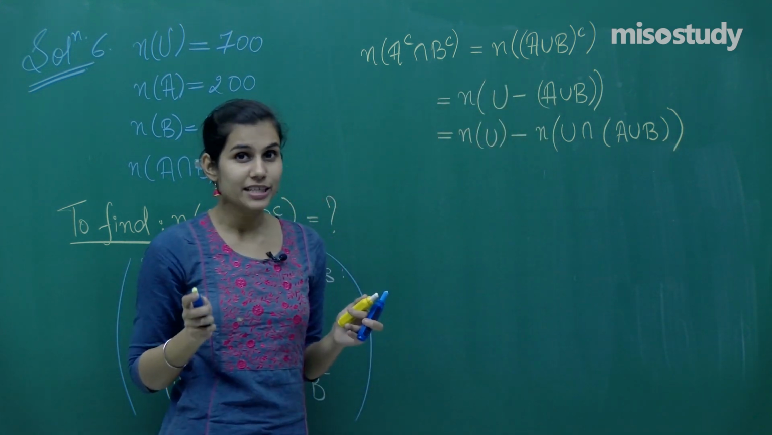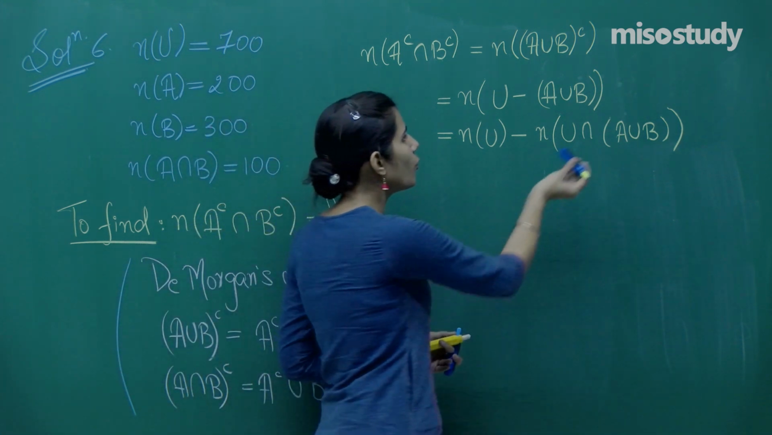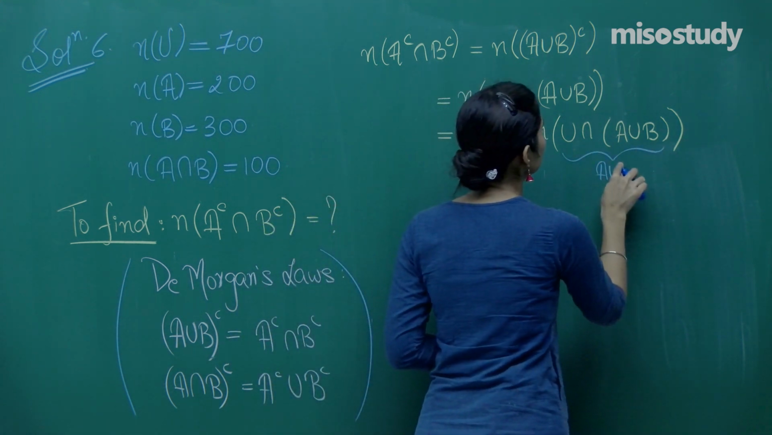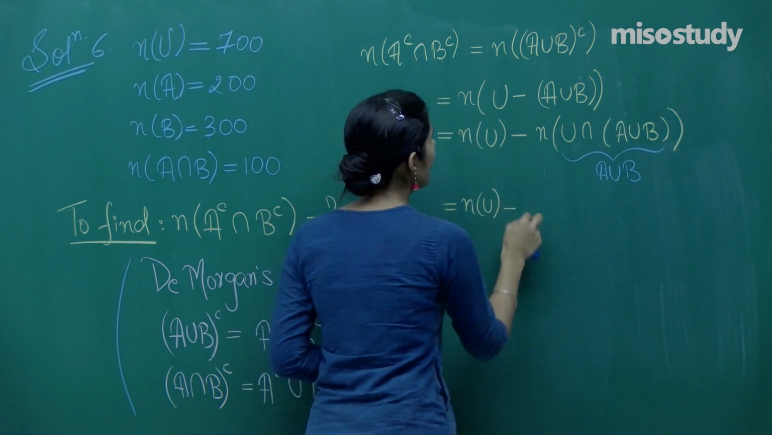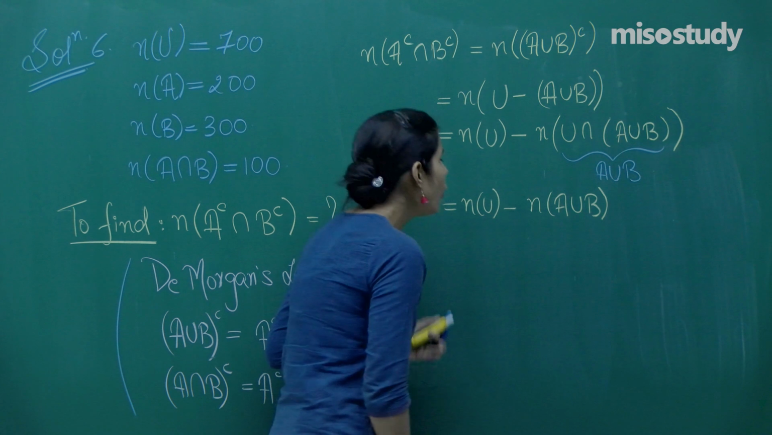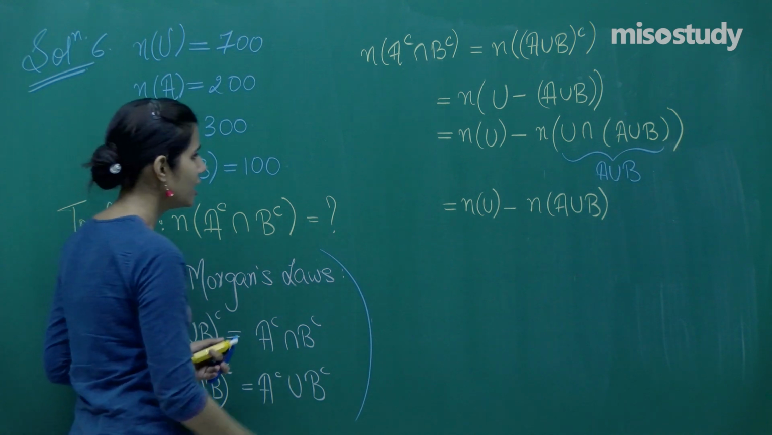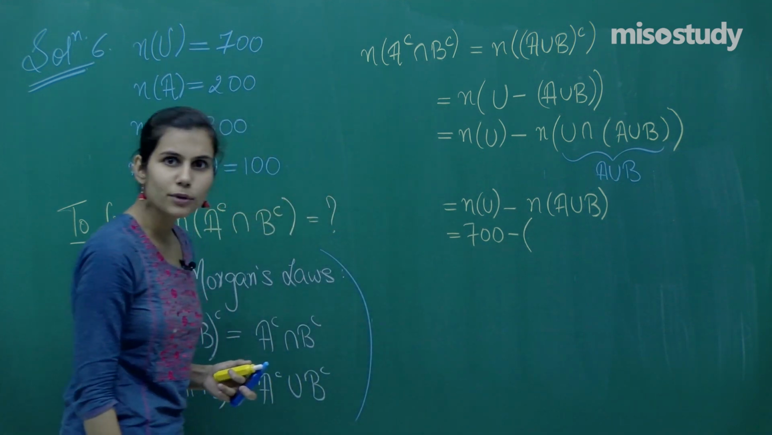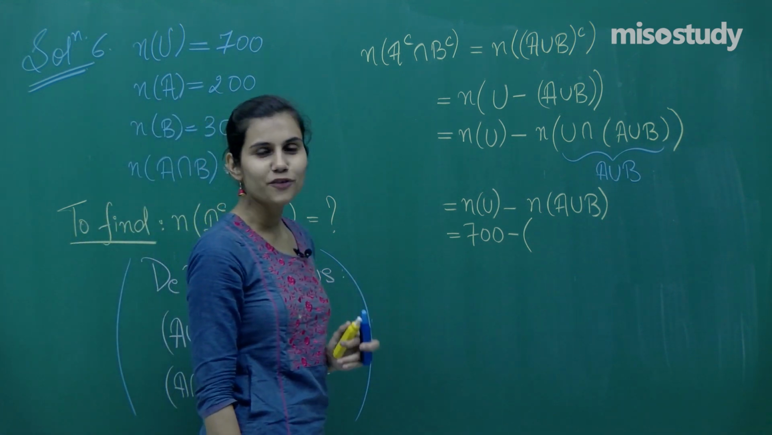But if A is a subset of U, B is a subset of U, even A union B is a subset of U. And therefore, what is the intersection? The intersection is nothing but A union B. And therefore, what I obtain is number of members in U minus number of members in A union B. Now, I am given that universal set has 700 members. So, I am just going to write here 700 minus, am I given the number of elements in A union B? No, I am not given that, but I know the formula for decoding that.